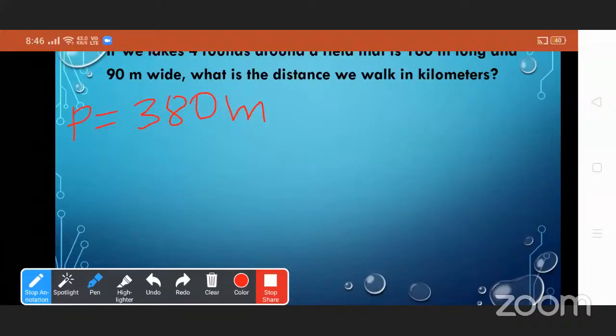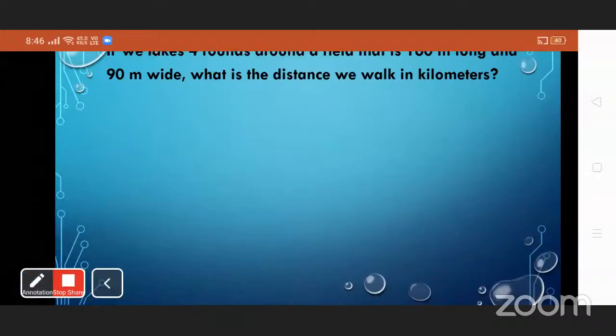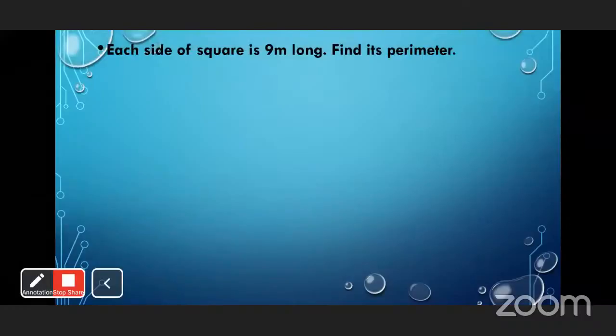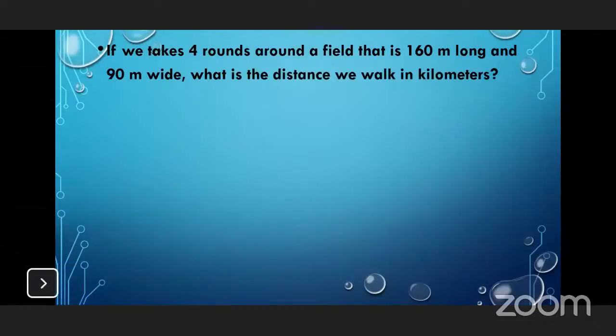Means we have a problem. If we take 4 rounds around a field that is 160 meter long, oh, here it is 160 meter and we put 100 meters. And 90 meter wide. What is the distance we walk in kilometers?